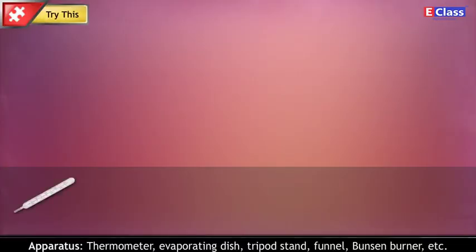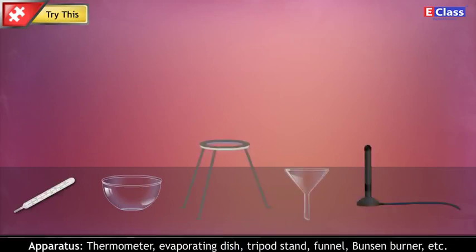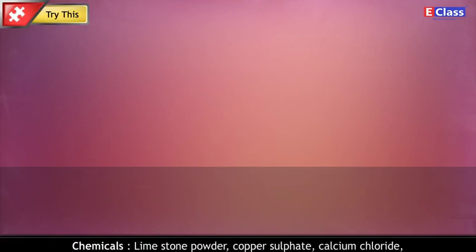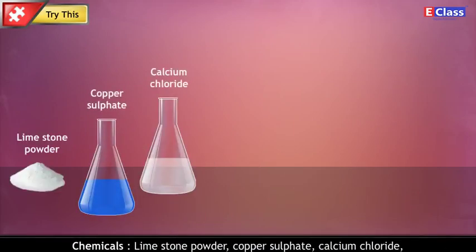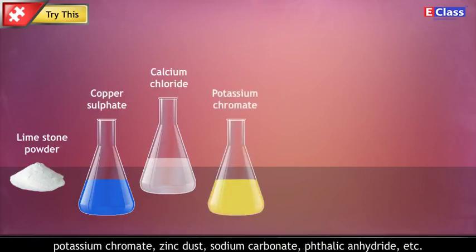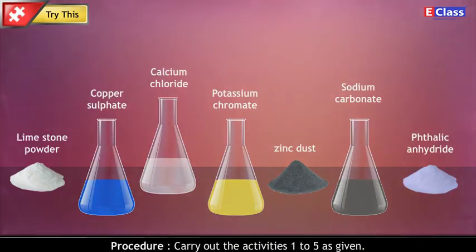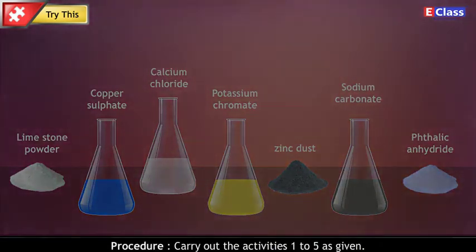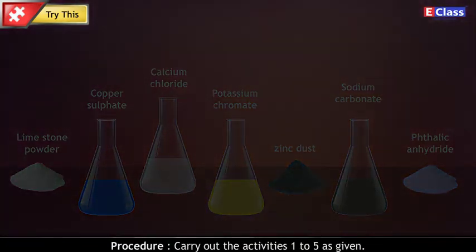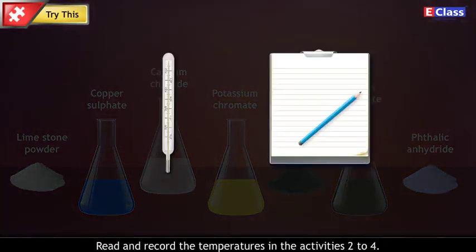Apparatus: thermometer, evaporating dish, tripod stand, funnel, Bunsen burner, etc. Chemicals: limestone powder, copper sulfate, calcium chloride, potassium chromate, zinc dust, sodium carbonate, phthalic anhydride, etc. Procedure: carry out the activities 1 to 5 as given. Read and record the temperatures in the activities 2 to 4.